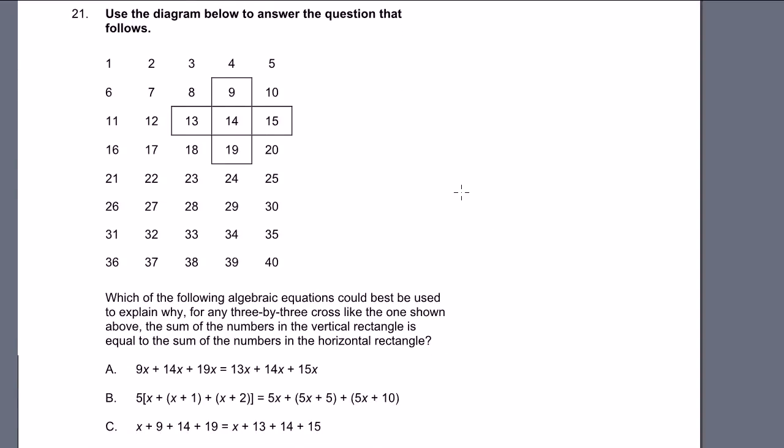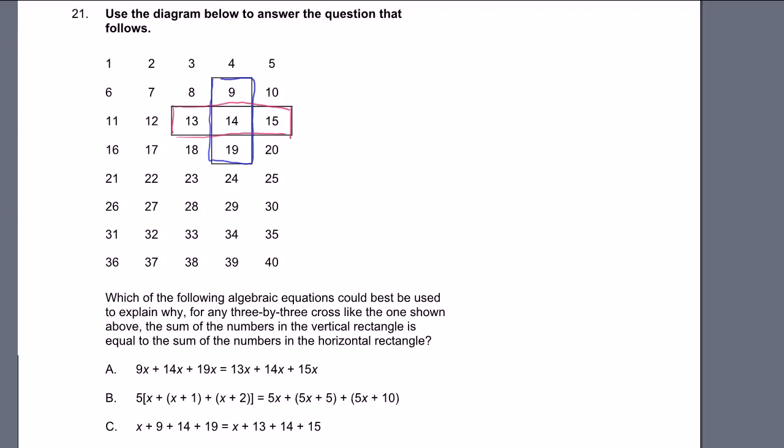21. Use the diagram below to answer the question that follows. Okay, they just have numbers listed in order, and they have 5 per row. Which of the following algebraic equations could best be used to explain why, for any 3 by 3 cross, like the one shown above, the sum of the numbers in the vertical rectangle, so this is the vertical rectangle right there, is equal to the sum of the numbers in the horizontal rectangle. So the horizontal rectangle is that right there.